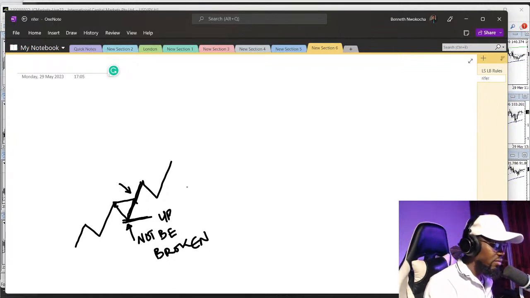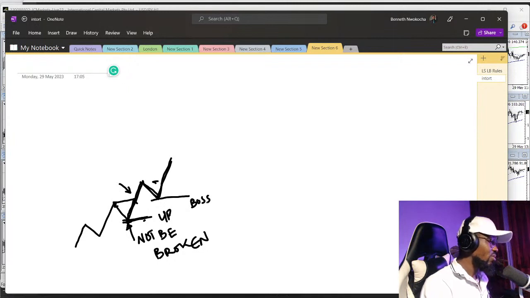Having known that, what do traders want to see? That this pullback does not enter and invalidate this level. So if this comes down and starts from this point to go up again and it breaks this level to a new high, traders know that this level is the new boss, which should not be broken. It's the new boss that should not be taken out.